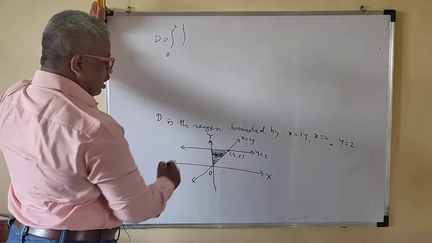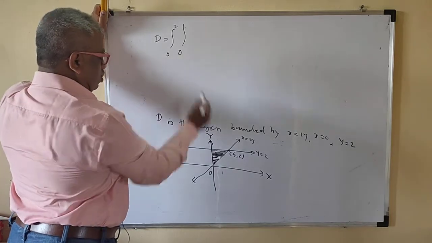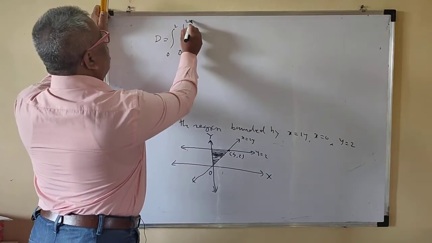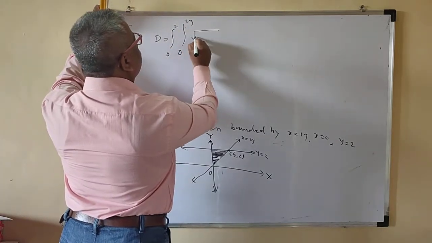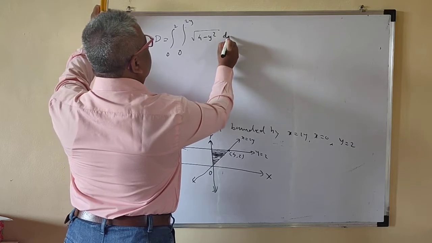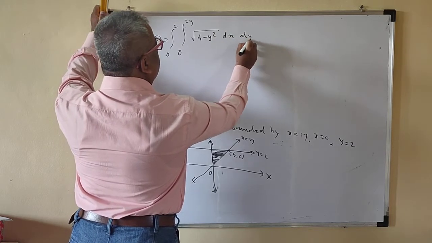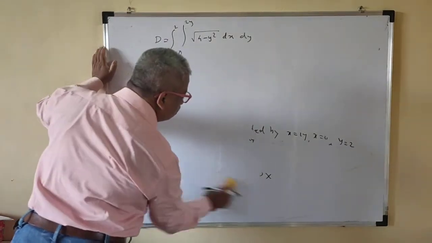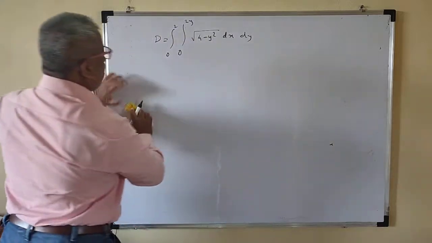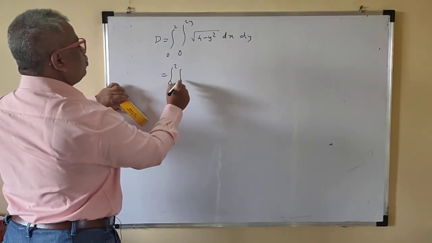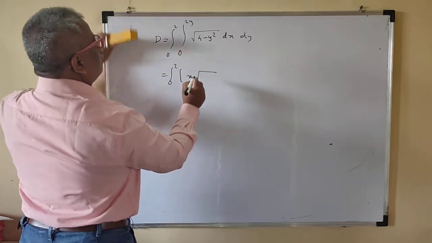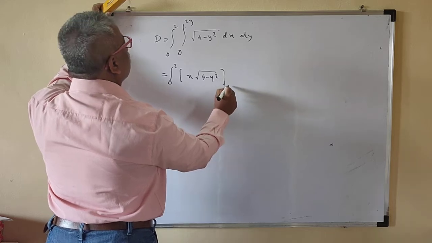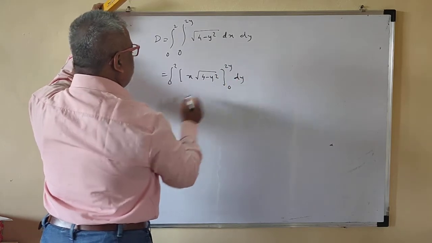Now the x from the left curve is x is equal to 0, this line, and on the other side x is twice y. So the integral is from 0 to 2 of x root of 4 minus y square, with limits 0 to twice y, dy.